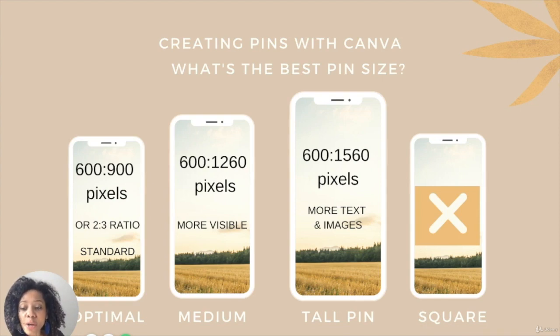First of all, before we go over to Canva, I just want to show you some typical sizes that are perfect for Pinterest. So the optimal image size is 600 by 900 pixels. That is like the standard size. Then if you want your pins to be more visible and to take up more space on people's newsfeed, you can use this medium size that I wrote down here for you.